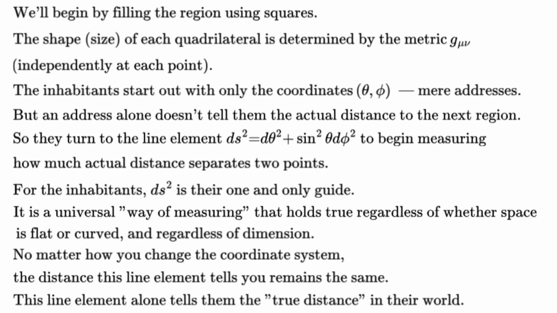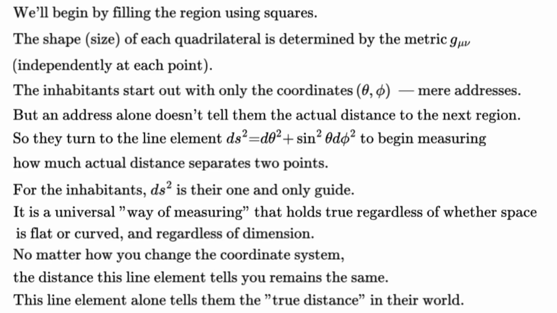We'll begin by filling the region using squares. The shape and size of each quadrilateral is determined by the metric g_μν, independently at each point. The inhabitants start out with only the coordinates θ, φ, mere addresses. But an address alone doesn't tell them the actual distance to the next region. So they turn to the line element ds² equals dθ² plus sin²θ dφ² to begin measuring how much actual distance separates two points.